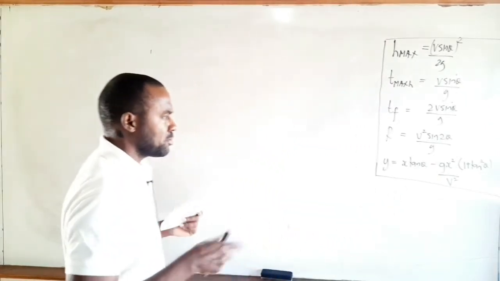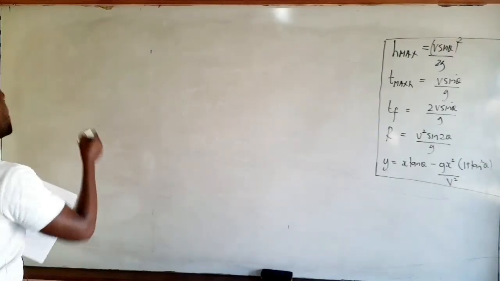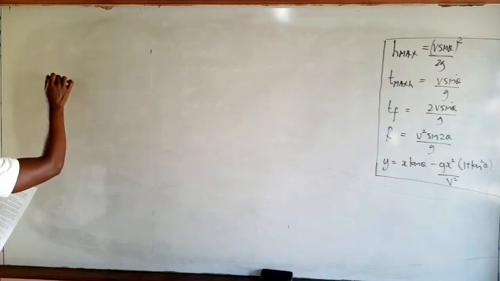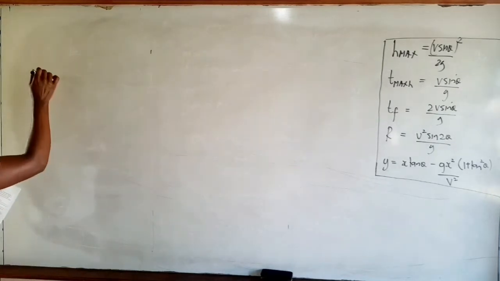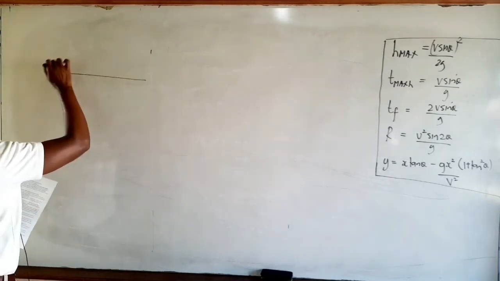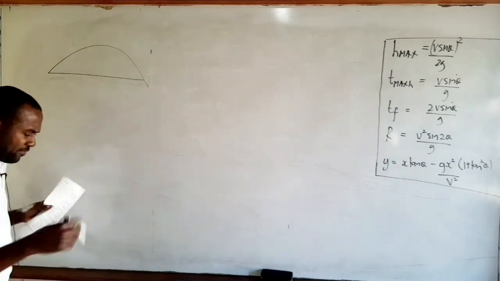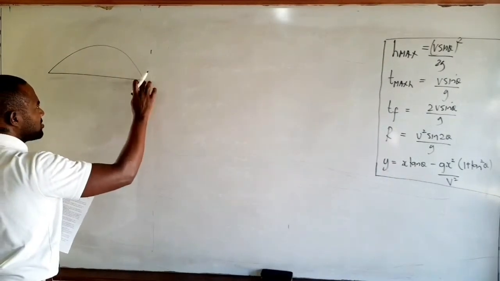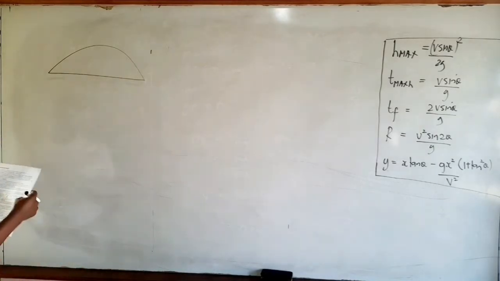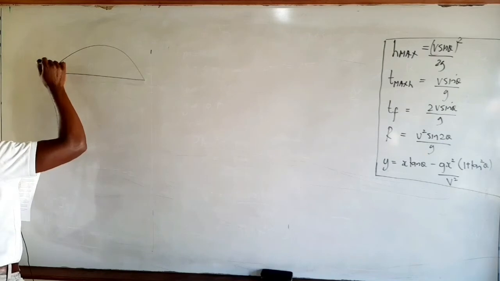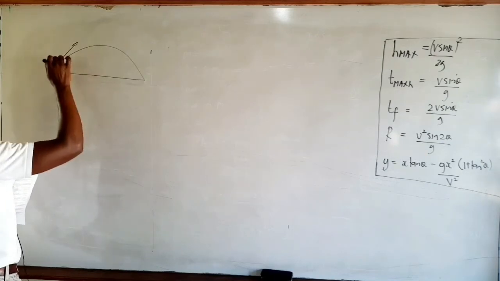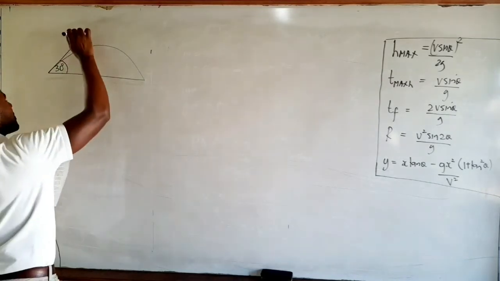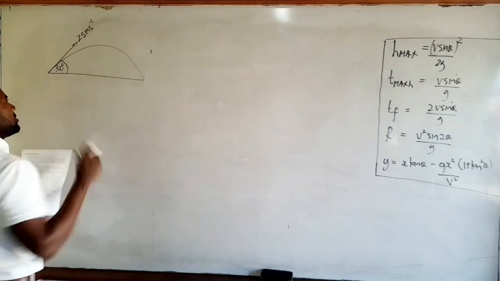So let's try to represent the situation. We have a body which is projected at 30 degrees above the horizontal. Let this be the horizontal. Now we don't know if the object is going to return to its initial level of projection, but let's just say for argument's sake it does. So let's let that be the possible trajectory of the object. The velocity will be at an angle of 30 degrees to the horizontal. This is the initial velocity, which is 25 meters per second. That is what we're given.